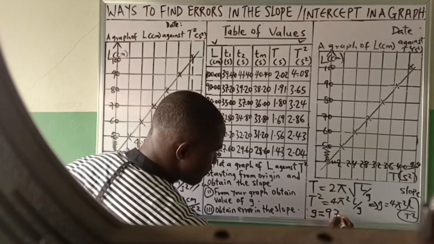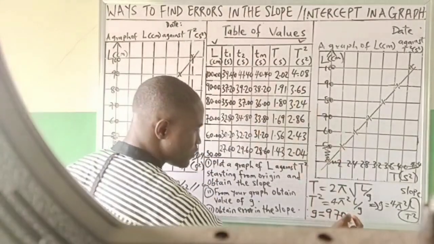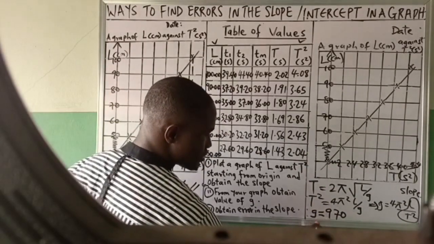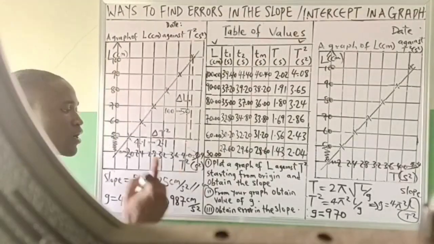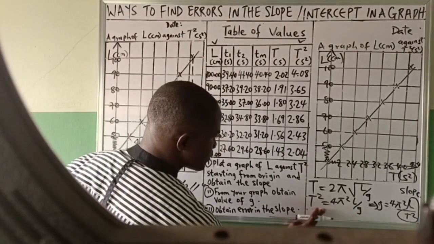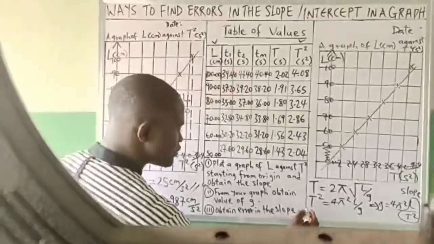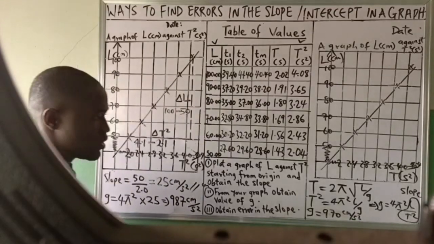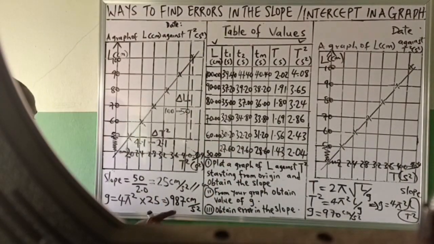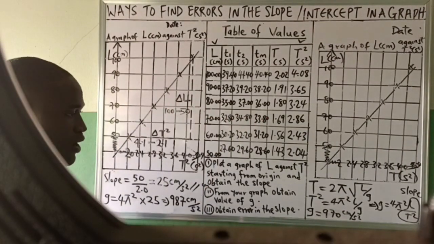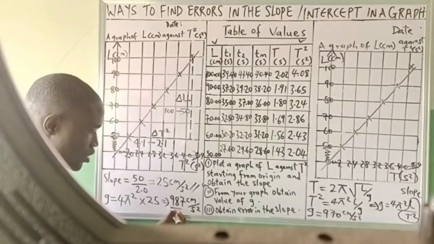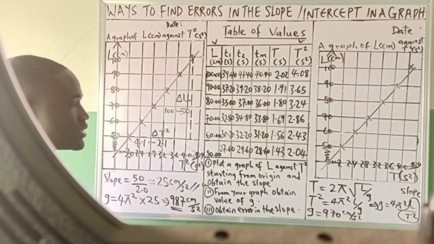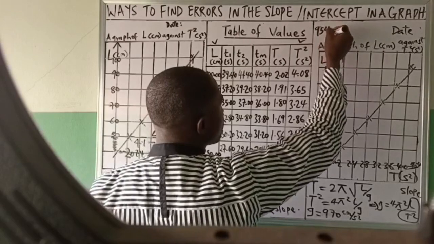Recall, we used initially g equal to 970 in the experiment. In the start of the experiment, we said let's take our G to be 970 centimeter per second square. Yes, but after doing the experiment, we have 987 centimeter per second square. The reason why we didn't get the exact value is because approximations were done in this experiment. But this answer we got, the question is, did it fall in the range of values we noted? We say range of value is 954 to what?